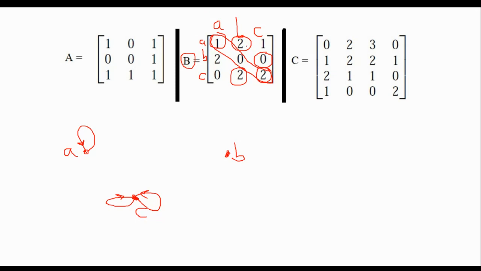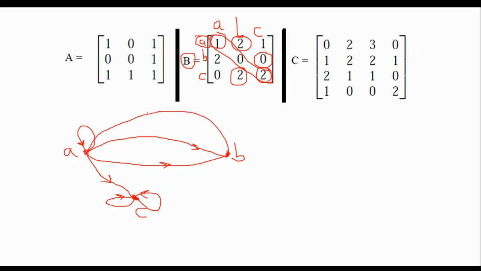Okay, so for A to B, I have two of them. A to C, I have one of them. So the arrow should be A to C, not C to A. So from my row, I understand what my initial point is, okay? Now for B to A, I have two of them. Again, from B to A, I have two of them. So you see, if you consider it as an undirected graph, this is a mistake, because maybe someone shows me like this.